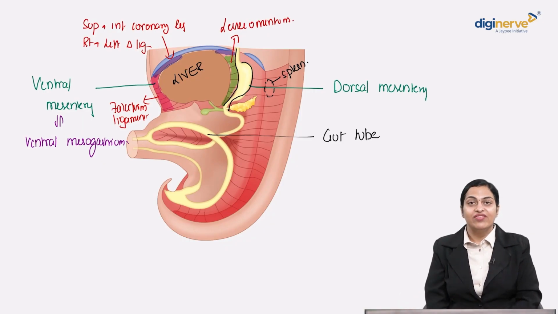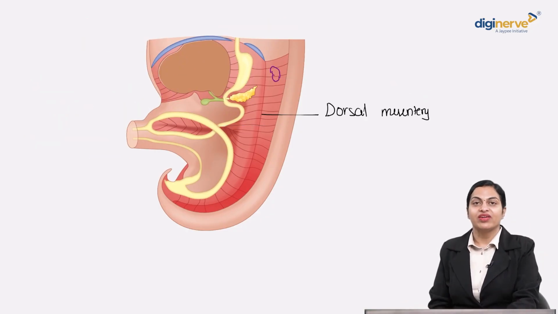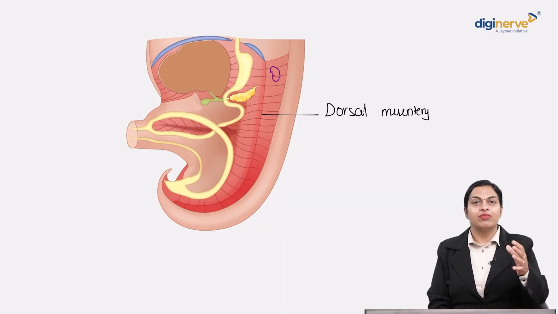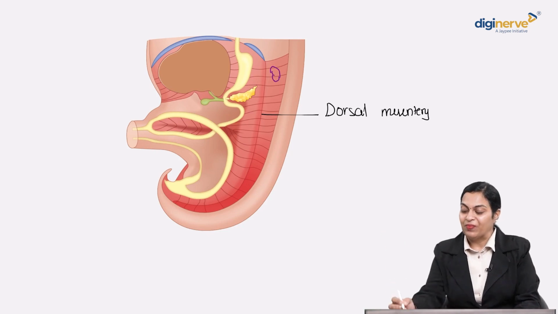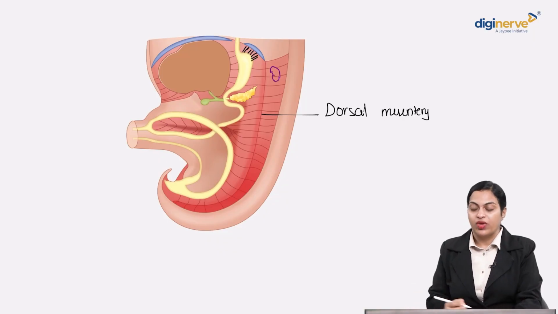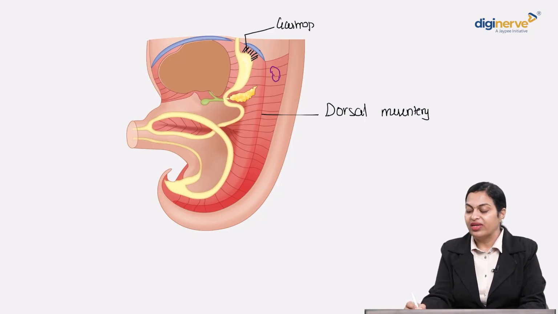Okay, so these are the derivatives of the ventral mesogastrium: the falciform ligament, the coronary ligament, the triangular ligament, and the lesser omentum. The dorsal mesentery in the region of the developing stomach, we call it dorsal mesogastrium. The mesenchymal cells in the dorsal mesogastrium give rise to the spleen, right? So, this part of the dorsal mesogastrium that extends between the stomach and the diaphragm above is called gastrophrenic ligament.